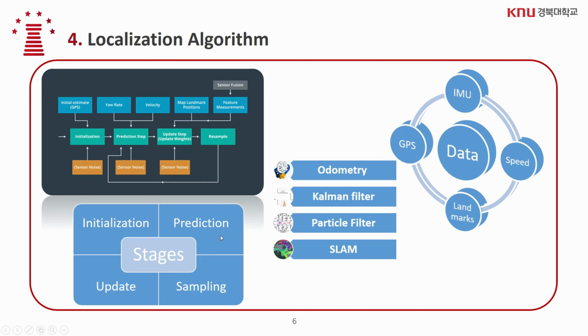Localization algorithm. To identify the vehicle position, most systems implement localization algorithms. The data used for these algorithms is mainly data from the IMU, speed, acceleration or velocity information, landmark information, and GPS data. Some of the algorithms we use are odometry, Kalman filter, particle filter, or SLAM-based approaches. Most of these algorithms start with initialization, prediction, update, and sampling. These are the Kalman filter stages.